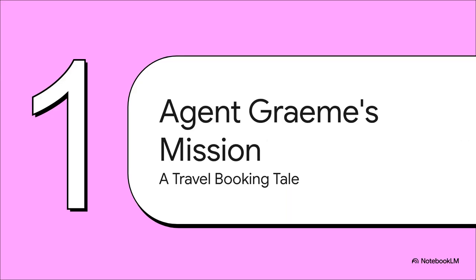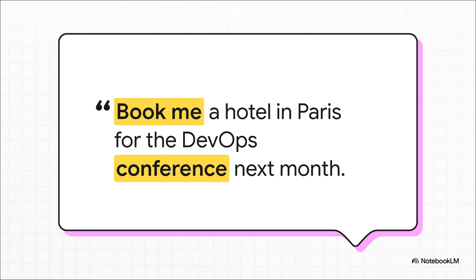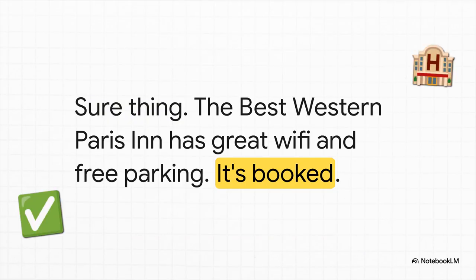Okay, to make this all a bit more concrete, let's meet the hero of our little story. We're going to call him Agent Graham. And his special skill? He's an AI that's all about booking travel. All right, so here's the mission Agent Graham gets. It's a pretty simple request from a user. Seems straightforward enough, right? But, as you're about to find out, a lot can go wrong with a simple request like this.